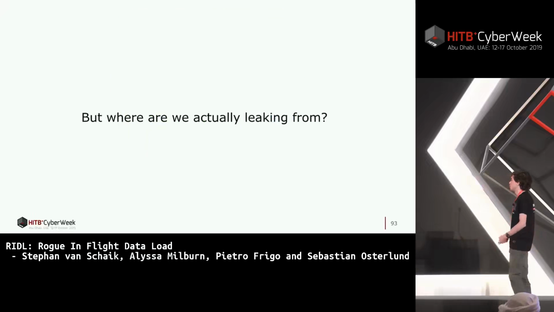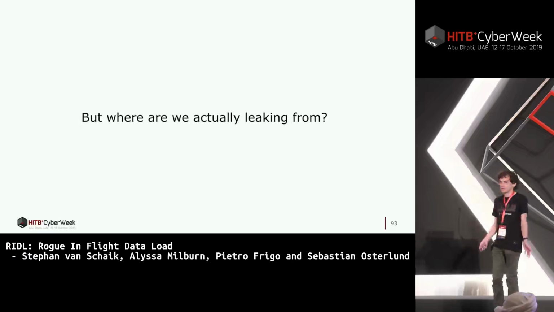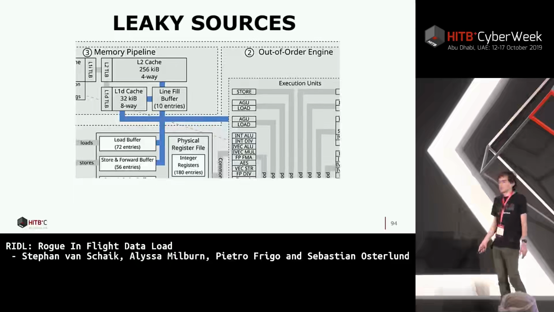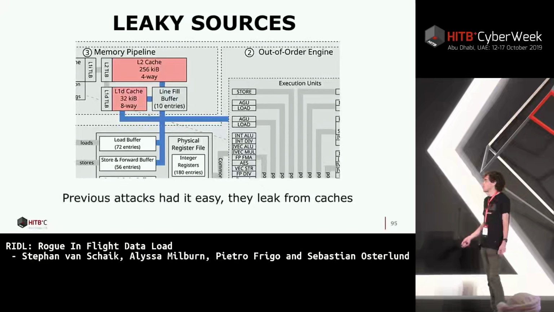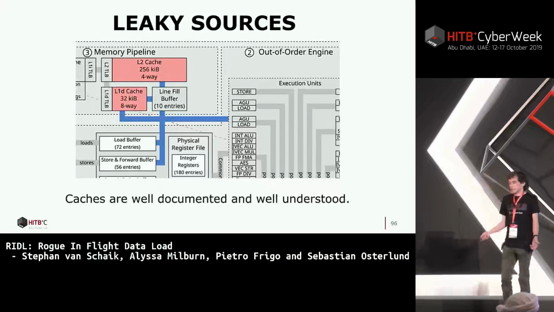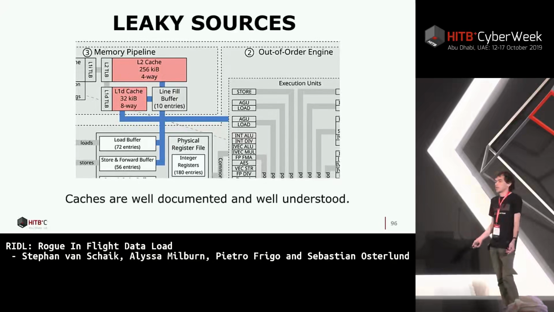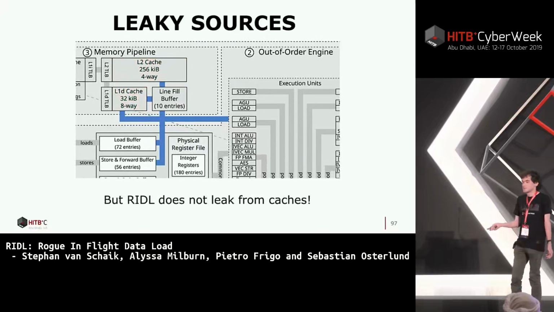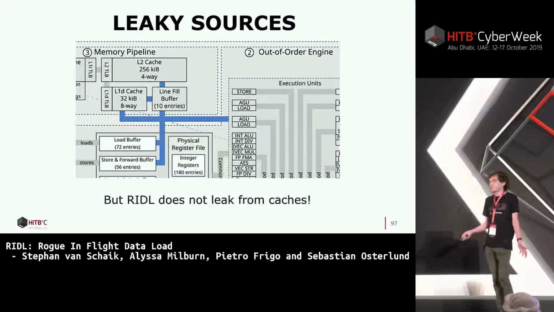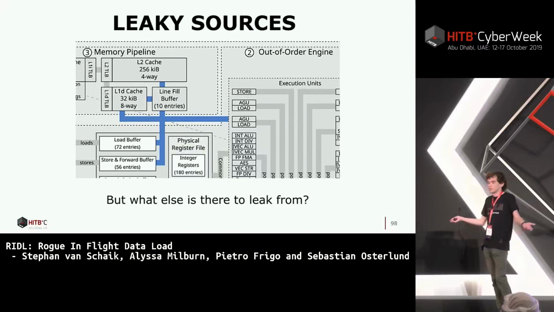But great, RIDL works great on Intel. The question, of course, is: you're not leaking from any of these addresses, so you're not leaking from the cache as is the case with Meltdown. So where are we actually leaking from? It turns out CPUs are quite complex. Here's a part of the diagram. The previous attacks had it kind of easy: they just leak from caches, the level 2 cache, the level 1D cache. For us researchers, we already have a lot of material, like manuals and papers, and caches are well documented and well understood. But the problem is that RIDL does not really leak from these caches.